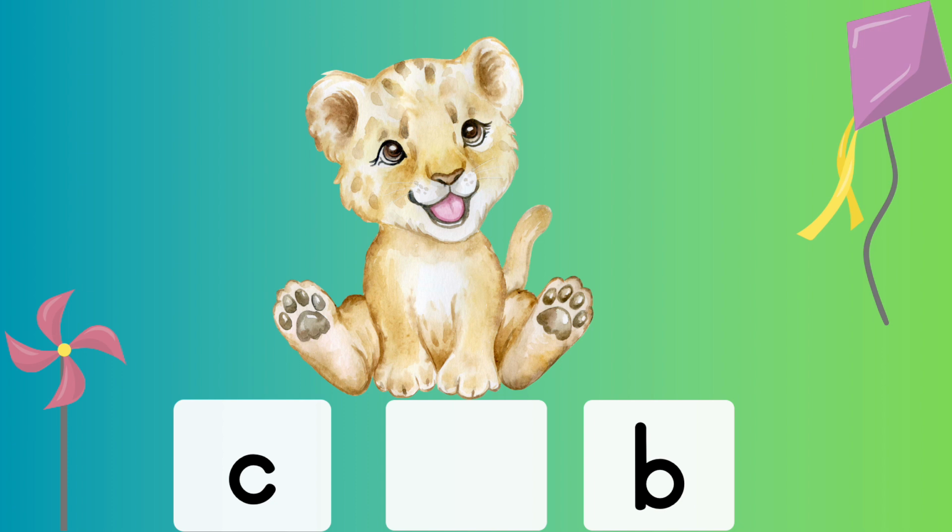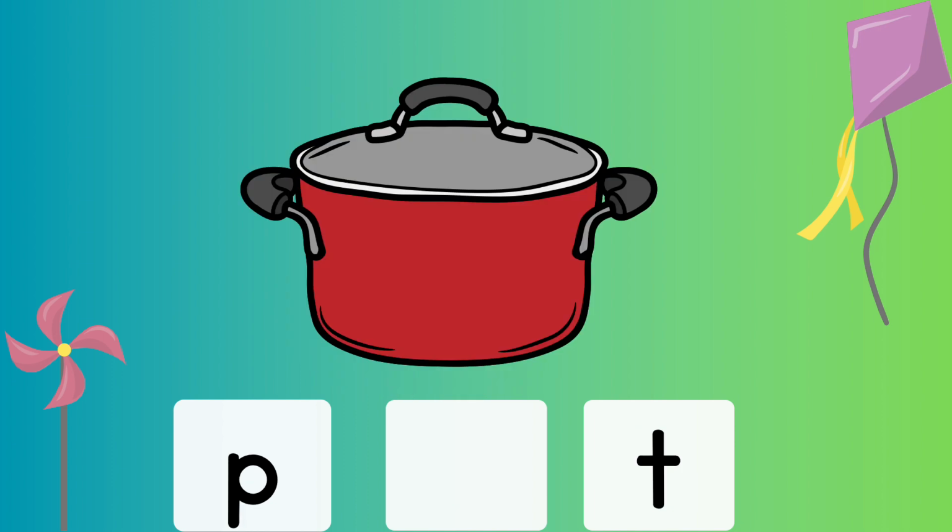Cub, cub. Which sound is it? Is it A or O? Well done. It is A. K-A-B, cub. Pot. Which sound is missing? Well done. It is O. P-O-T. Pot.